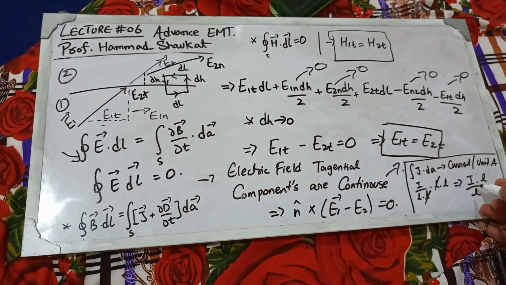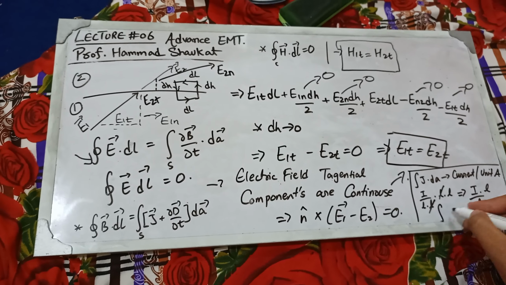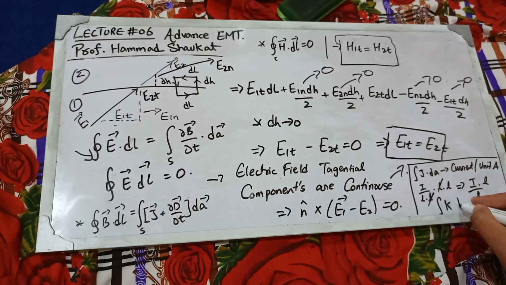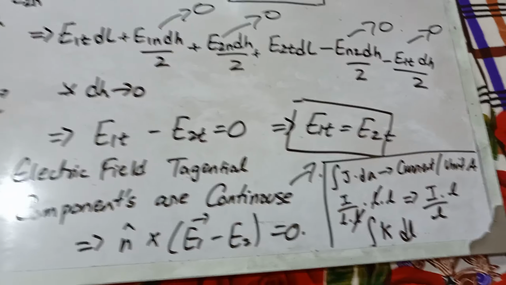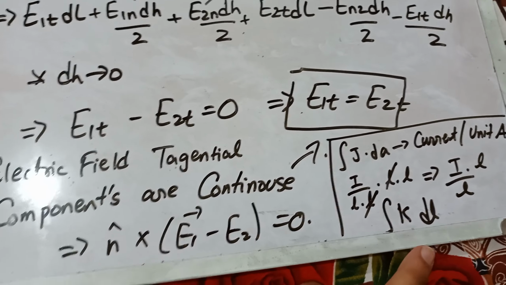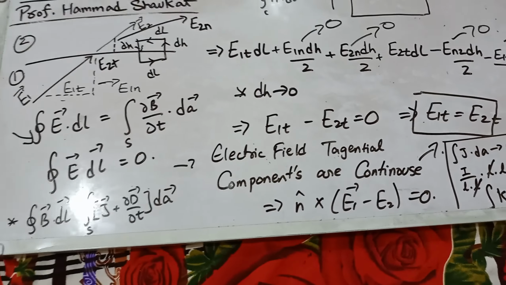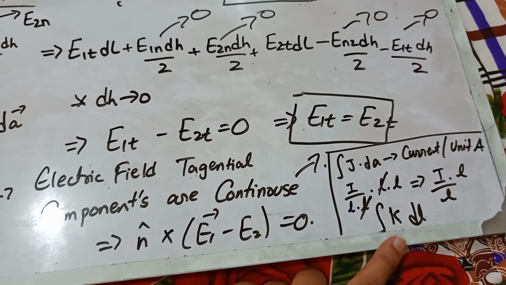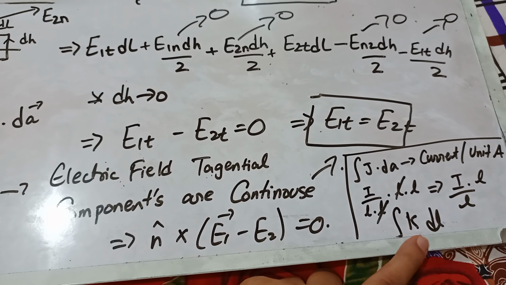And this I by L is equal to K, and this L becomes dL. So now you can see that this K is the current per unit length. If you want to find current per unit area, you have to use this relation. But if you want to find current on the surface, then you have to use this, because K is the current per unit length.